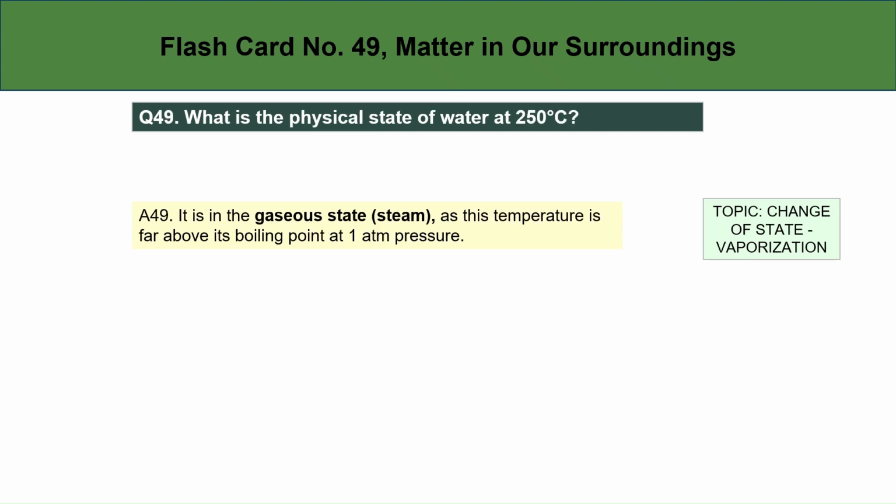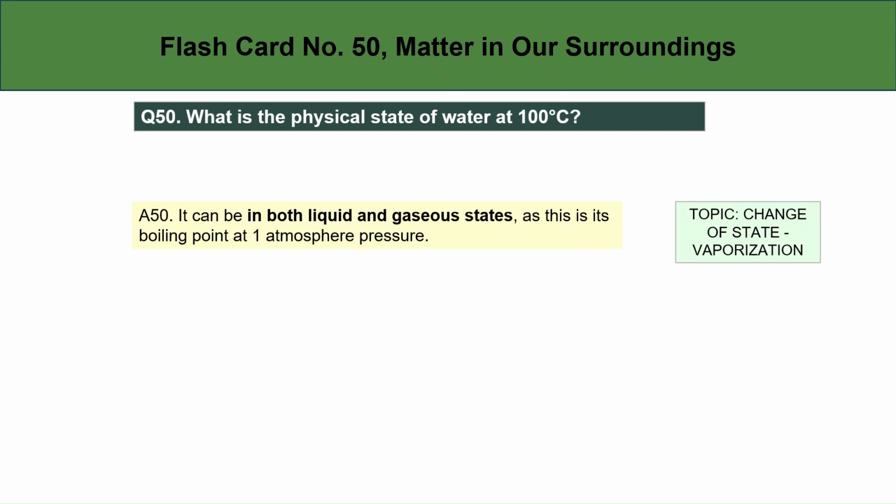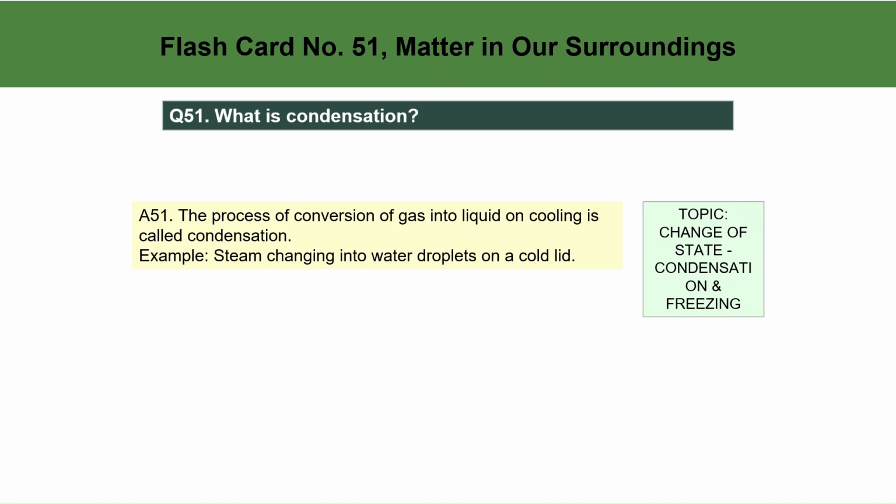Next. What is the physical state of water at 250 degrees Celsius? It is in the gaseous state as this temperature is far above its boiling point at 1 atmospheric pressure. Next. What is the physical state of water at 100 degrees Celsius? It can be in both liquid and gaseous state as this is its boiling point at 1 atmospheric pressure. Next. What is condensation? The process of conversion of gas into liquid on cooling is called condensation. Example, steam changing into water droplets on a cold lid.